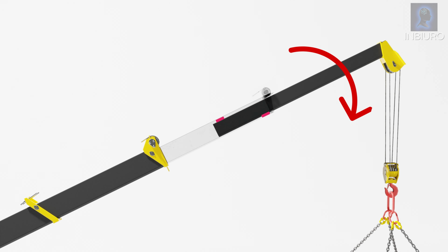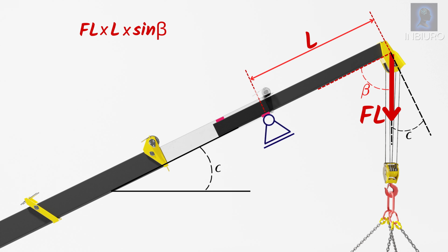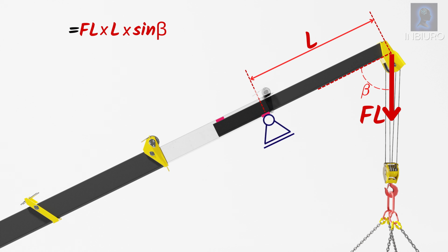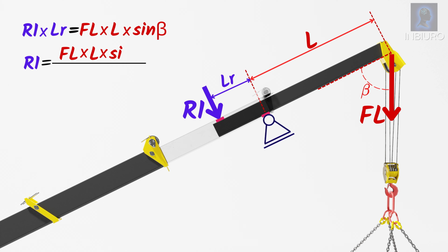The lifted weight generates moment around the supporting point, which is the bottom sliding pad, and it equals the force FL multiplied by outstanding length L, and sine of the angle beta, which is 90 degrees minus the boom angle. This moment is balanced by the top sliding pad reaction multiplied by the length of boom's overlap. Sine of the force angle is ignored as it equals 1. From this equation, we calculate the top pad reaction R1, which is perpendicular to the boom.